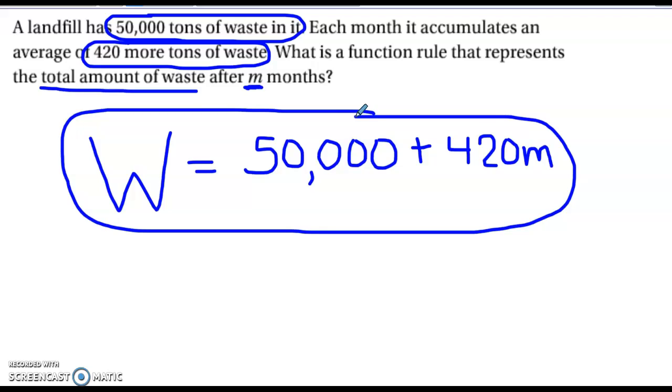So then if I want to figure out what they're going to have next month, after 1 month, I'd plug in 1. If I want to know what's going to be there in 27 months, I would plug in 27. If I wanted to find out what's there in 36 months, which would be 3 years, I would plug in 36. So then I could use that equation to find any situation.